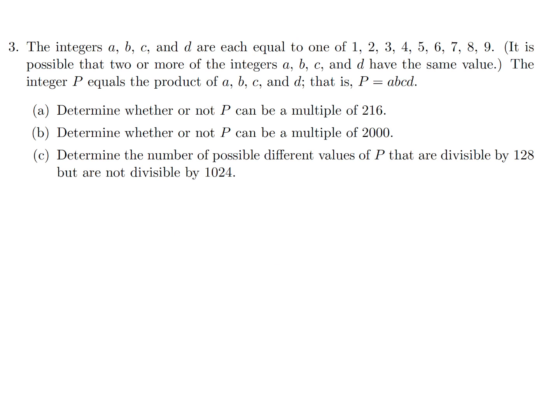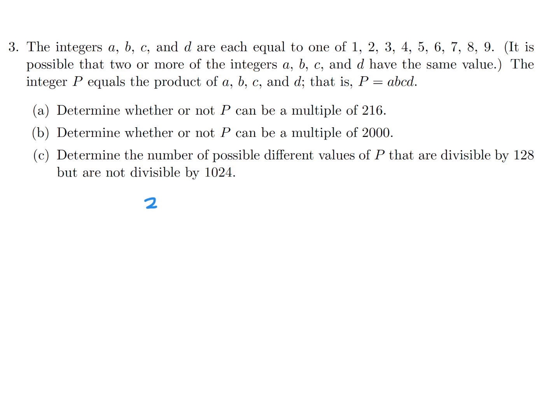The integers a, b, c and d are each equal to one of 1, 2, 3, 4, 5, 6, 7, 8, 9. The integer p equals the product abcd. That is, p is equal to a times b times c times d. Determine whether or not p can be a multiple of 216.